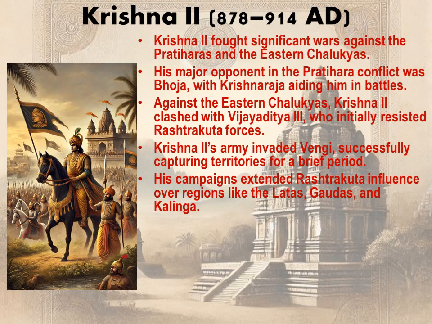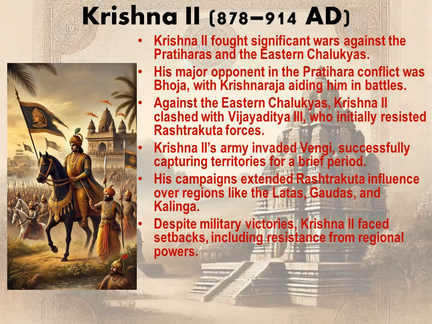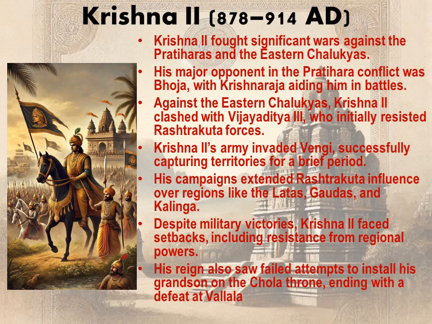His campaigns extended Rashtrakuta influence over regions like the Latas, Gaudas, and Kalinga. Despite military victories, Krishna II faced setbacks, including resistance from regional powers. His reign saw failed attempts to install his grandson on the Chola throne, ending with a defeat at Vallala.